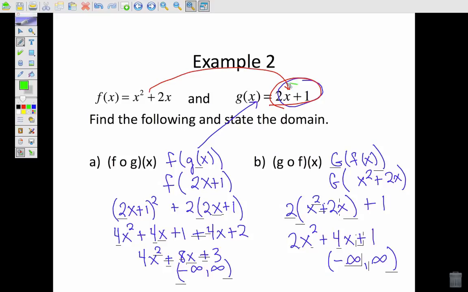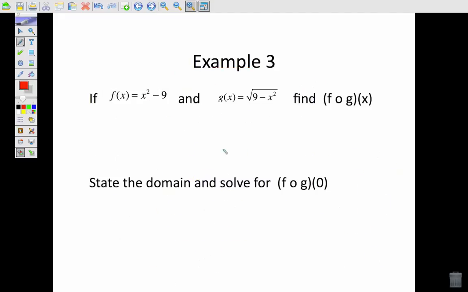All right, that's how you do compositions. When you do f of g of x, you put g of x in for all the x's. And then when you do g of f of x, you put f of x in for all the x's of g.